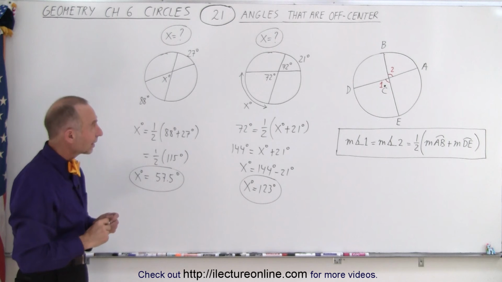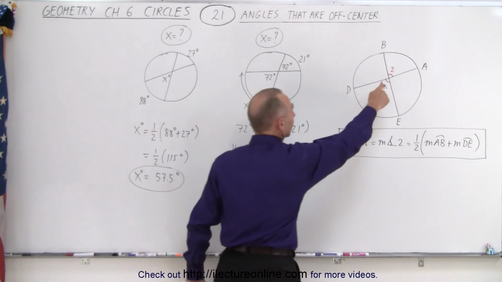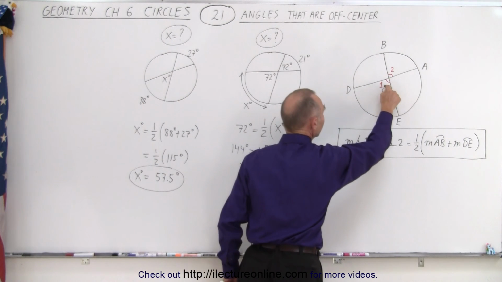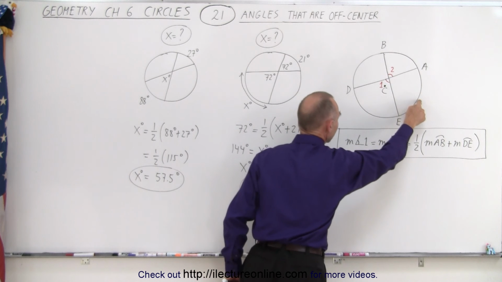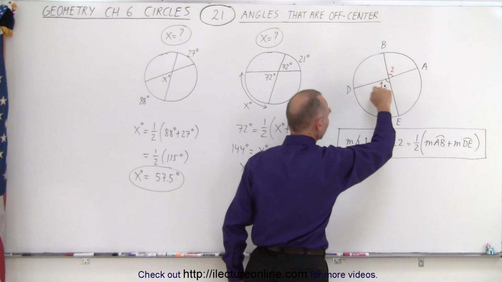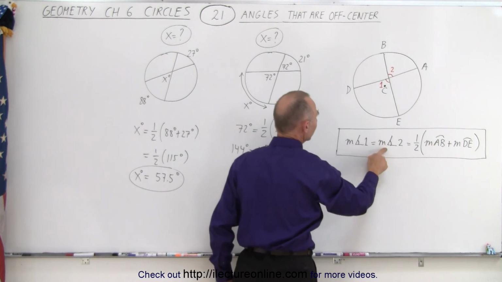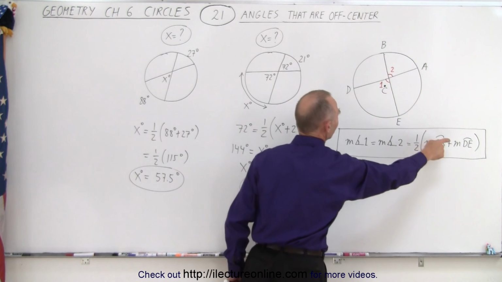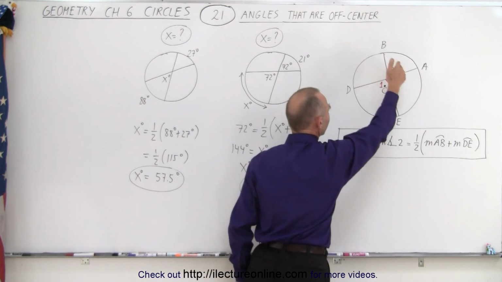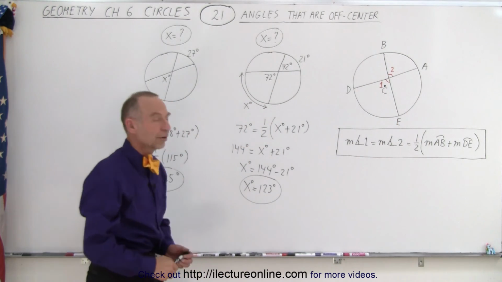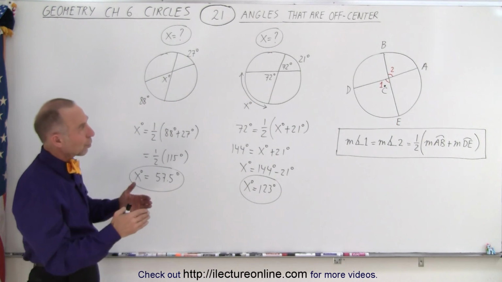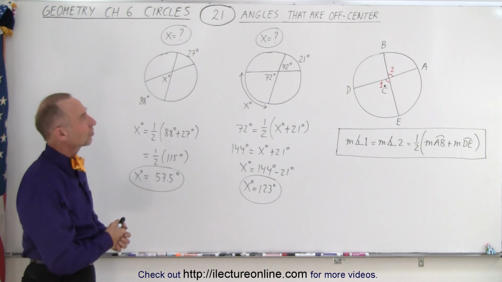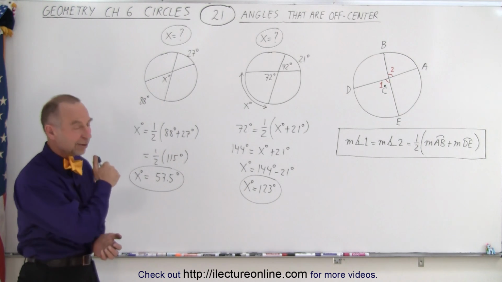So anytime that the angle is off-center, not at the center of the circle, not on the edge of the circle, not outside the circle, but off-center, we know that the measure of the angle right here is equal to 1/2 times the sum of the measures of the two arcs that are subtended, or the two arcs that are intersected, as they say. And that is how it's done.